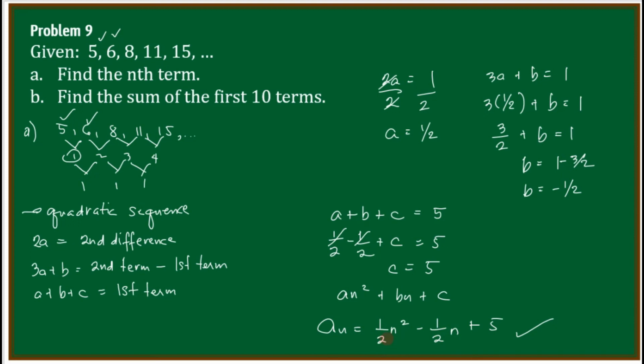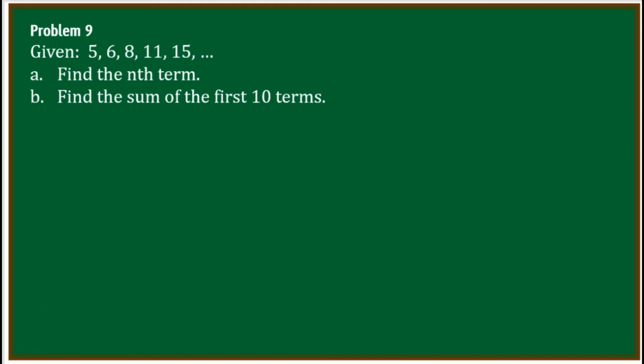So, paano naman natin iso-solve kapag ang hinahanap ay sum ng first 10 terms? So, ang gagawin lang natin ay i-substitute, i-express in summation notation, and gagamitin natin yung special formula. So, mangyayari lang dyan is summation of, instead na n, gamitin na lang natin yung I. So, 1 half I squared minus 1 half I plus 5. From 1, 10 terms to 10. Find the sum of the first 10 terms.